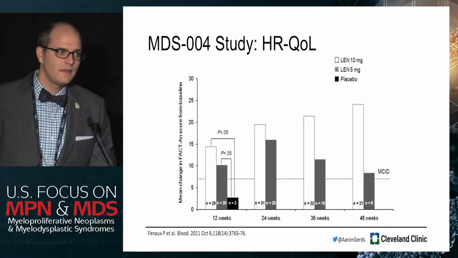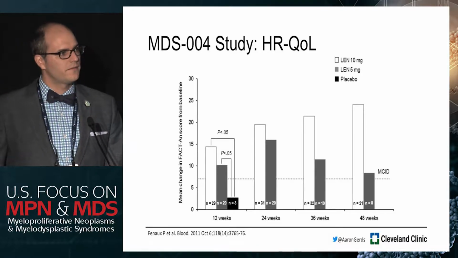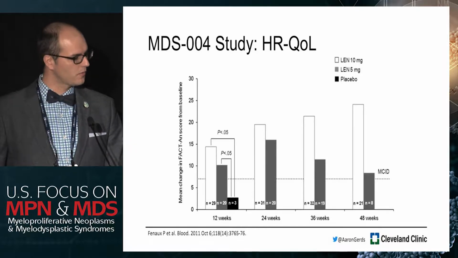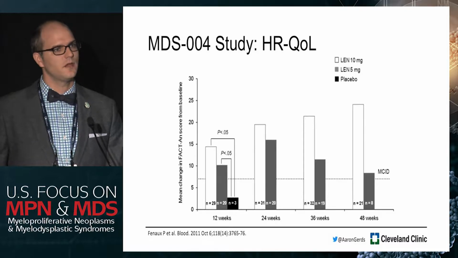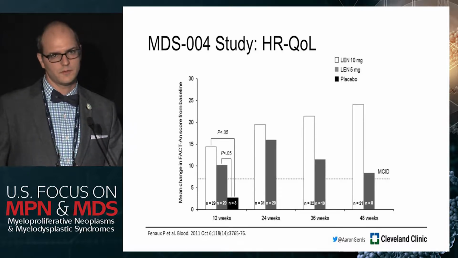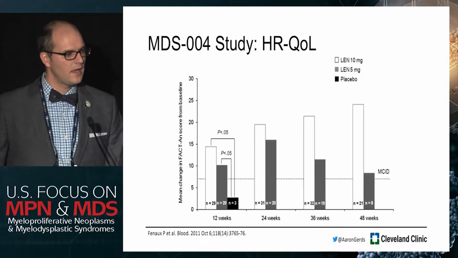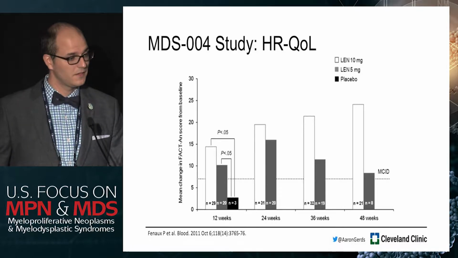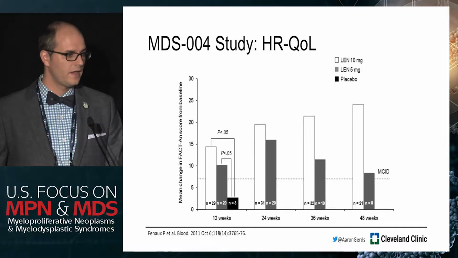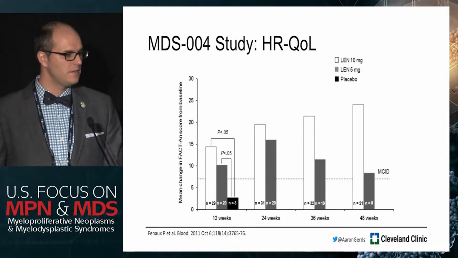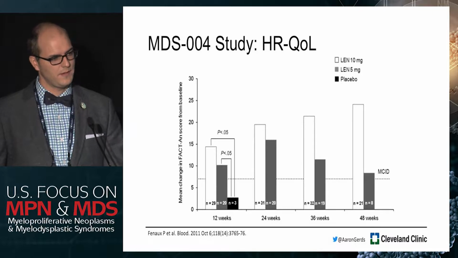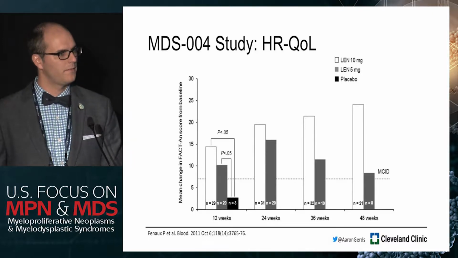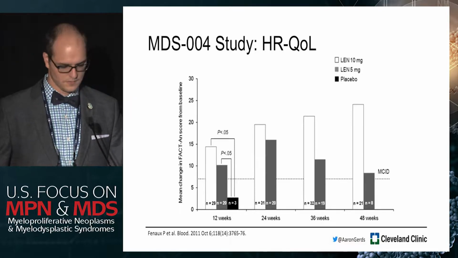The use of lenalidomide in the MDS 004 study also had a dramatic effect on quality of life in patients, which is important. These lower risk patients do live years, and we not only want to lengthen their life, but we also want to increase the quality of their life. At the 12-week time point, they saw a significant improvement in patients' quality of life as measured by the FACT-Anemia score. That was tested at baseline, and again at 12 weeks. The reason we're focusing on that one is because that's when the crossover happened for the placebo and 5 milligram patients.